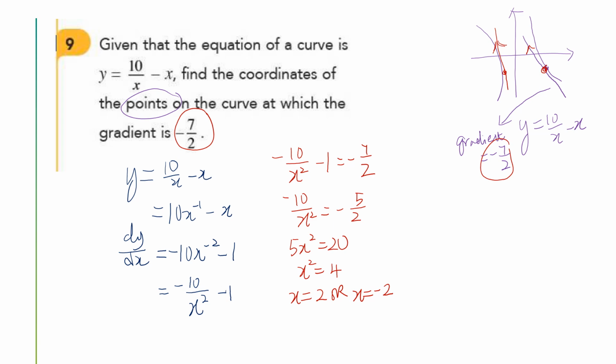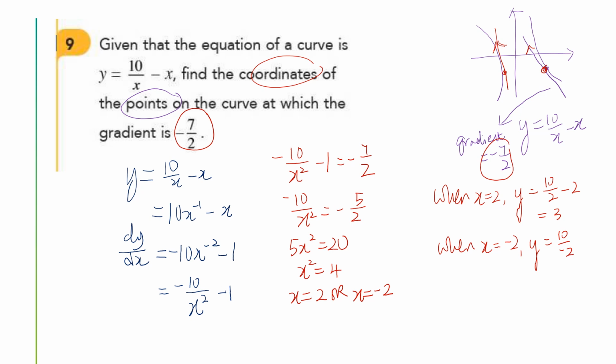Alright, so we're supposed to find the coordinates of the point, which means I need to find the x coordinate, also the y coordinate. So I need to substitute x equals 2 into the equation of the curve to find the y coordinate. So when x is equal to 2, y will be 10 divided by 2 minus 2, and that gives you 3. And when x is equal to negative 2, y will be 10 divided by negative 2, negative times negative becomes positive 2, so that will give you negative 3.